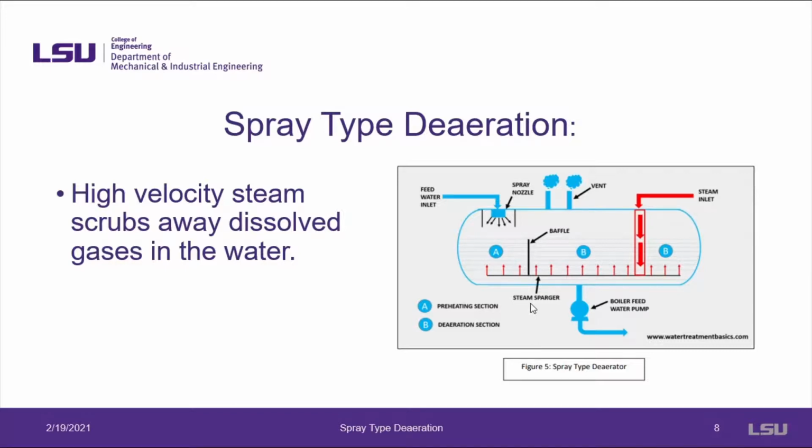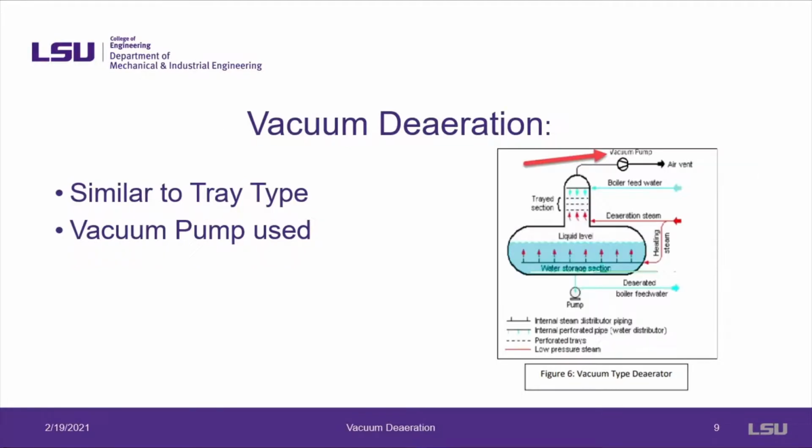The water that has been heated by the steam sparger flows over the dividing baffle into the deaeration section. At the deaeration section, a high velocity steam scrubs away the dissolved gases in the water. The dissolved gases in the water are vented off through the top of the deaerator. The water is then ready to be pumped to the boiler through the bottom section of the deaerator.